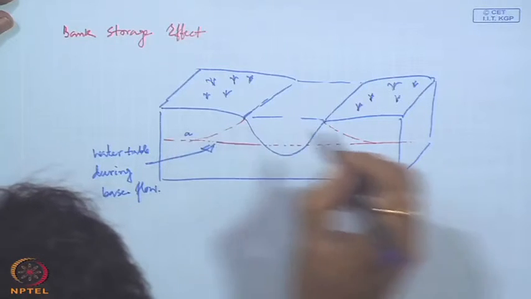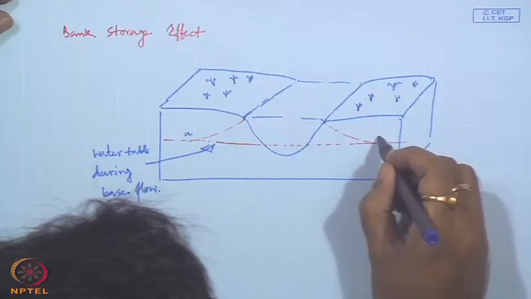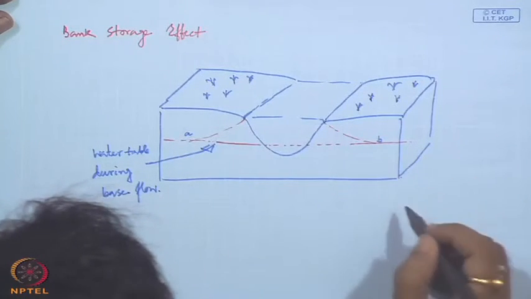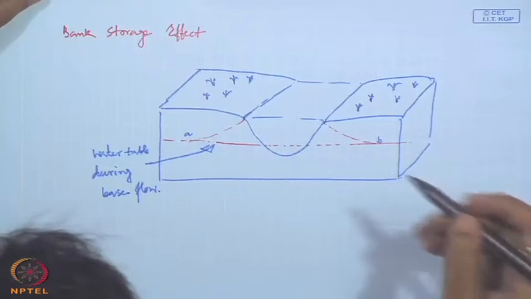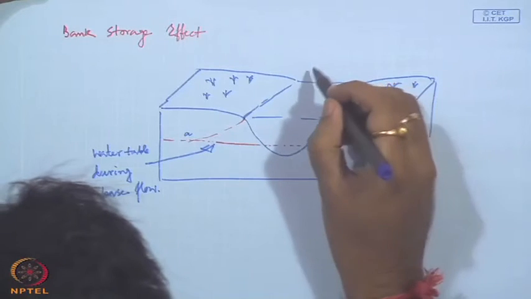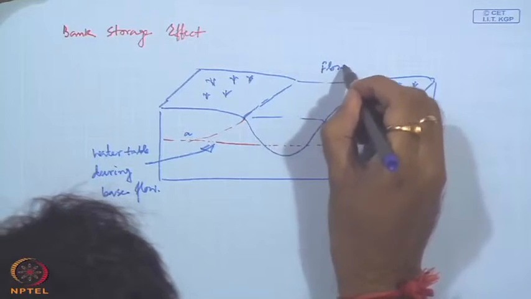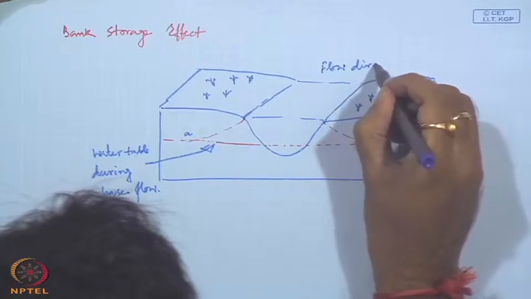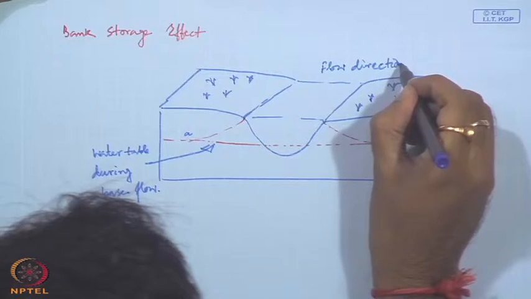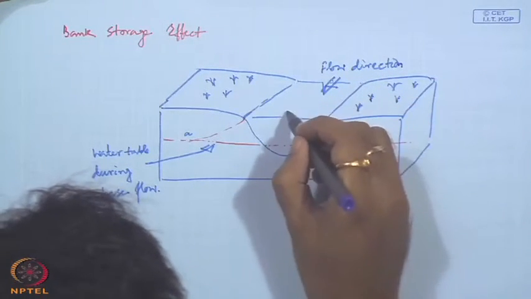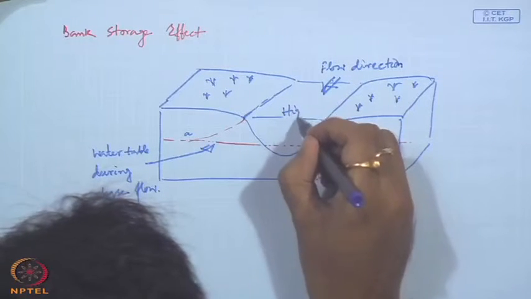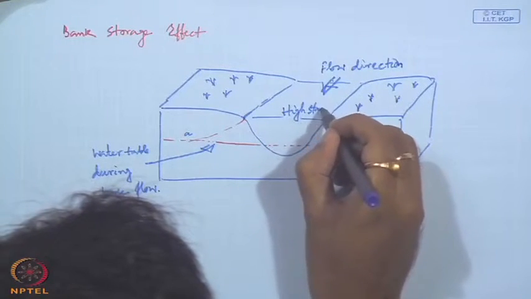So, points A and B are there. So, what is this bank storage? We have flow direction, and we have high stage here.